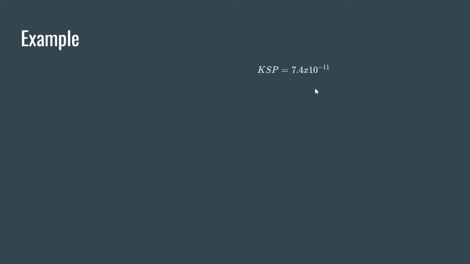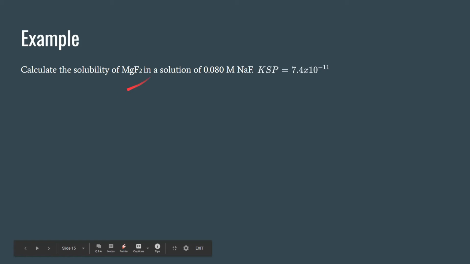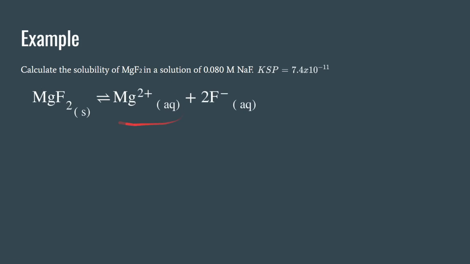Okay, so maybe you'll understand it better if it's given in an actual question. So say that you are given a question like this. Calculate the solubility of MgF2 in a solution of 0.08 molar NaF. And you're also told that the KSP is equal to 7.4 times 10 to the power of negative 11. First thing that we do, as always, is write the net ionic equation for MgF2, which is that right there. You balance the equation, and then you do the ICE table.